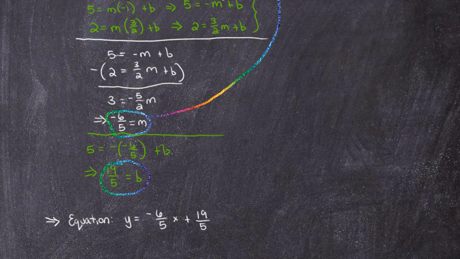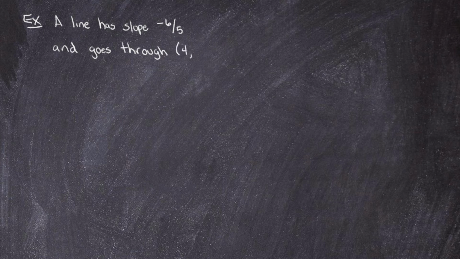Now, this was an example where I gave you 2 points. What if I told you the slope of a line was -6/5 and a point on that line was (4, -1)? Now, you might be saying to yourself, you've just given me a point and a slope, so why can't I use point-slope form? It's true, you could, but I just want to show you that you could do something different and use the slope-intercept form. So instead of using the point-slope form, we can just start with y equals mx plus b.